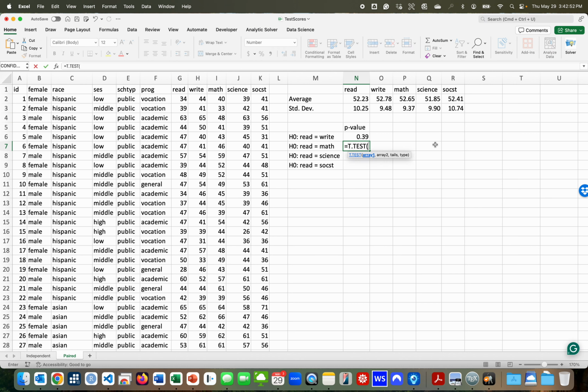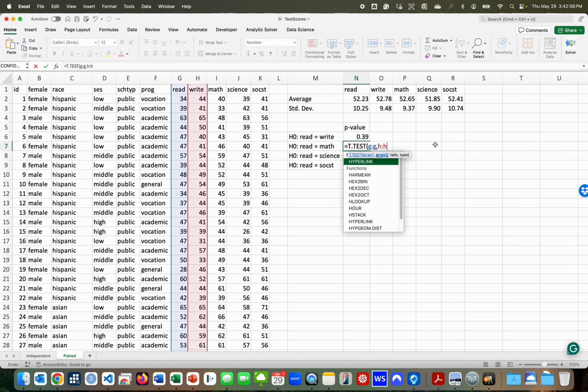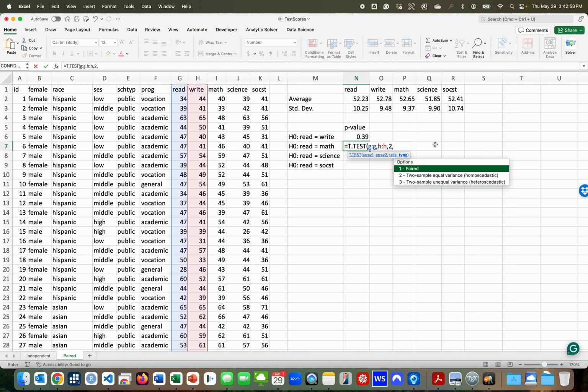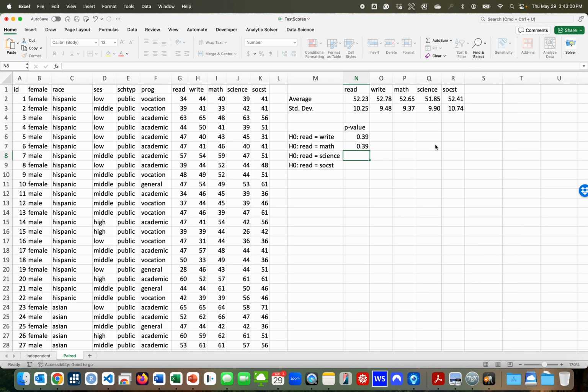If we do this again on reading versus math, we're going to look at column G versus column H. Two tails type 1. Again, fail to reject. The p-values, oops, I'm sorry, I did the exact same test. This should be column I, not column H. So even less evidence that these two are different. Again, they're closer together, so we would expect the p-value to be higher there.